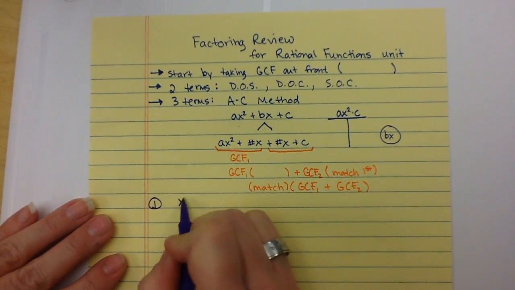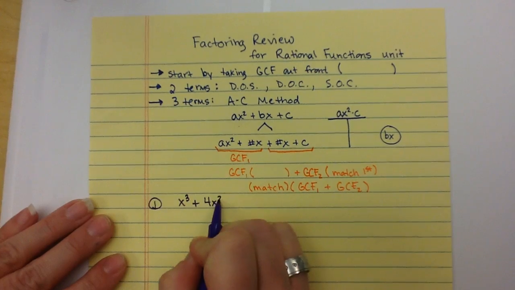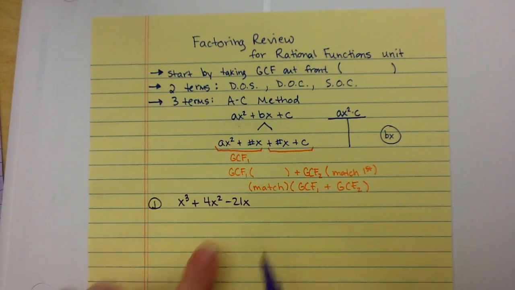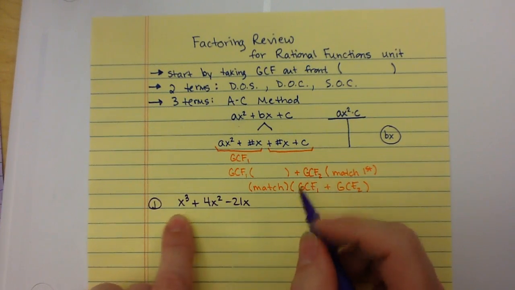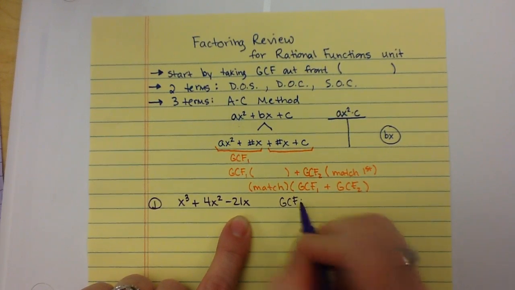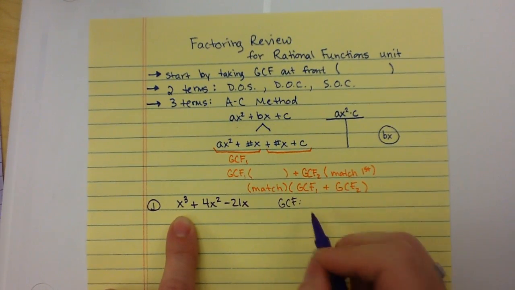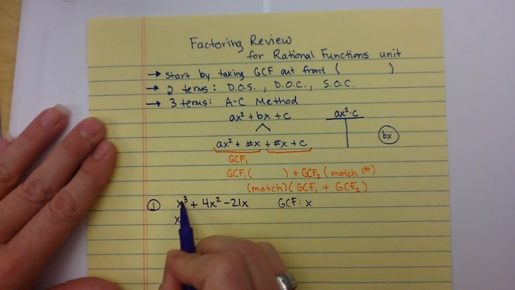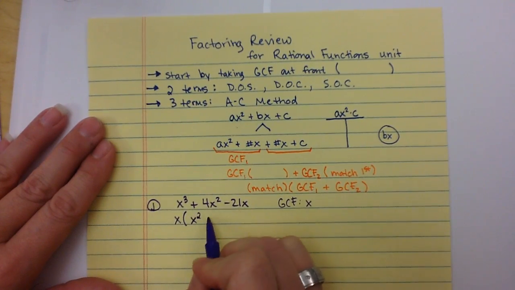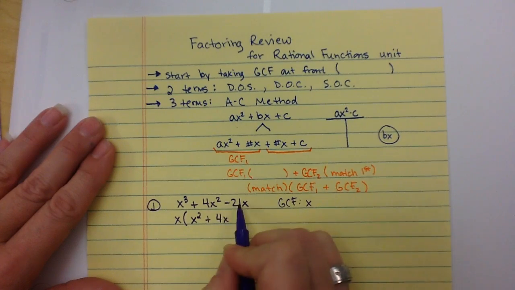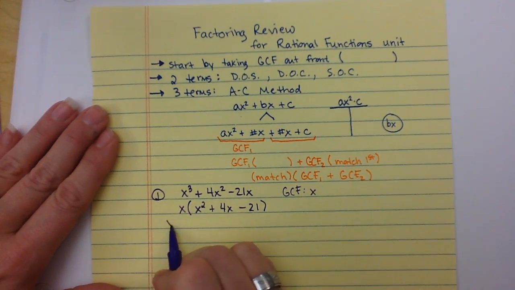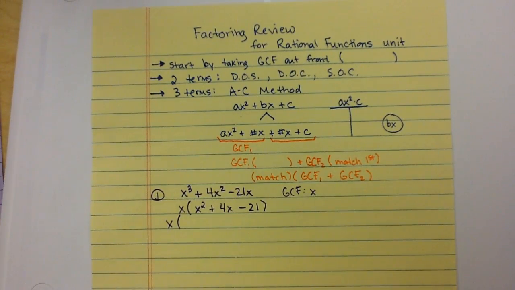Example 1, x cubed plus 4x squared minus 21x. So we want to start by seeing if there's a GCF for all the terms. And it looks like I can take an x out of each term. So we'll do x and then parenthesis. Divide x out of x cubed, leaves me x squared. Divide x out, leaves me 4x. Divide x, leaves me minus 21. Now this x has to stay out front the whole rest of the time, so I'm just going to put that there to remind me.